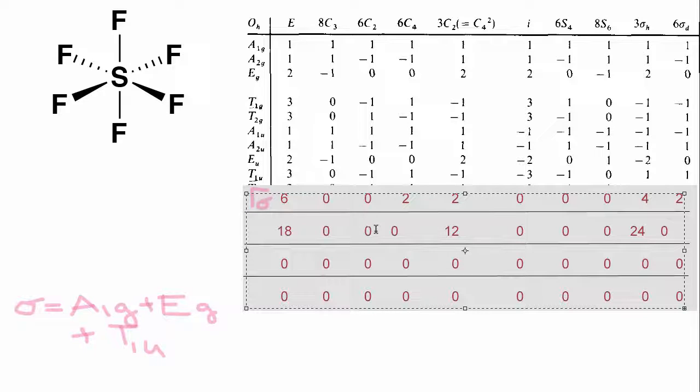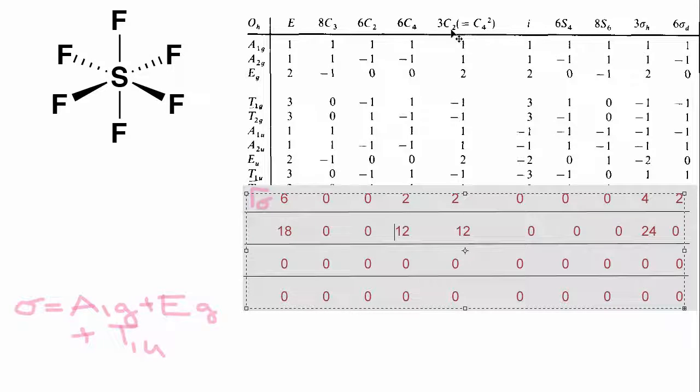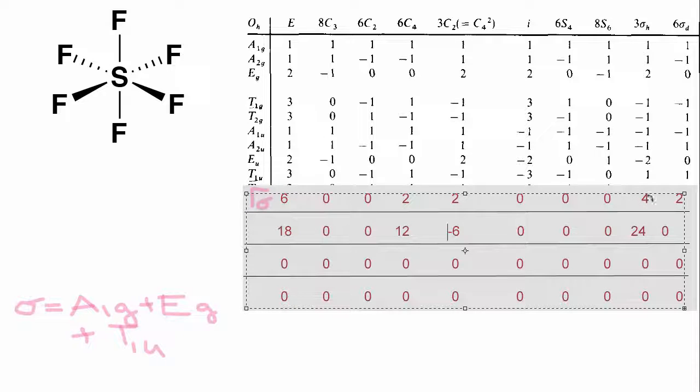This value will stay 0. This value will stay 0. We will get 6 times 1 times 2, which gives us 12. We have 3 times minus 1 times 2, which gives us negative 6. These will then stay 0. In this case right here, we have 3 times 1 times 4, which will give us a value of 12. And then finally, we have 6 times 1 times 2, which gives us a value of 12 again. And so if we add all of this up, we'll end up then with a value of 48.